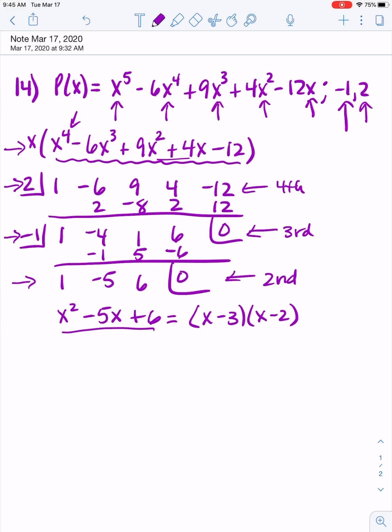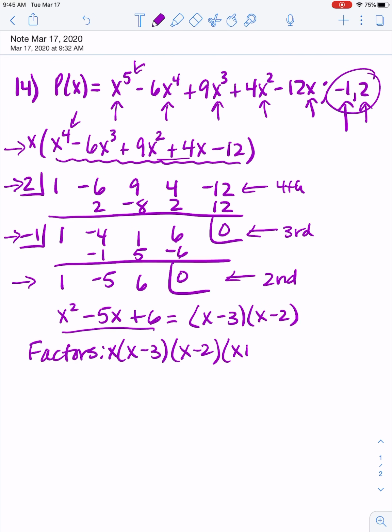And now I can list all my factors. I should have 5 factors because it's a fifth degree, right? Fifth degree. So my factors are the x minus 3 and x minus 2 that I just got. I also have my x that I took out. So we're going to put that in the front here. So that's 3 factors so far. And then the -1 and 2 that I gave you. So that's going to give me x plus 1 as a factor and x minus 2. So you see I have 1, 2, 3, 4, 5 factors, which I'm supposed to have because it's a fifth degree.